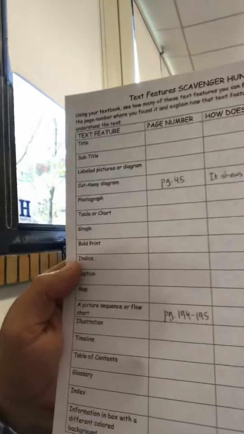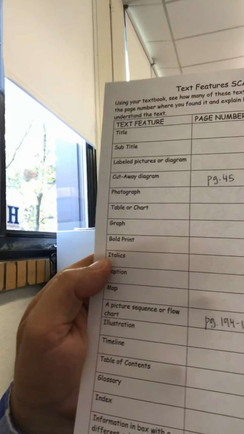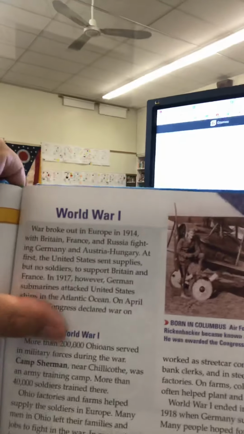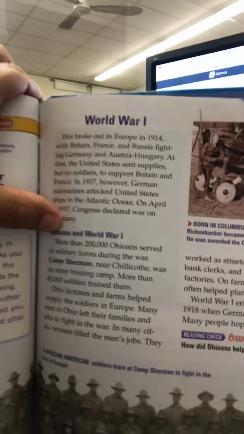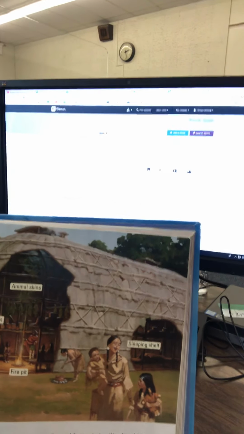Now there's all kinds of features along where my thumb is there. Most of these fourth graders should know, like a title and a subtitle. That would be something like World War I is the title of this section. Ohioans in World War I would be the subtitle. Okay, there's labeled pictures and diagrams. If you look down here above the picture, there's a diagram. There's something called a cutaway diagram. Right there you can see they cut away the side of the longhouse so you can see inside it.